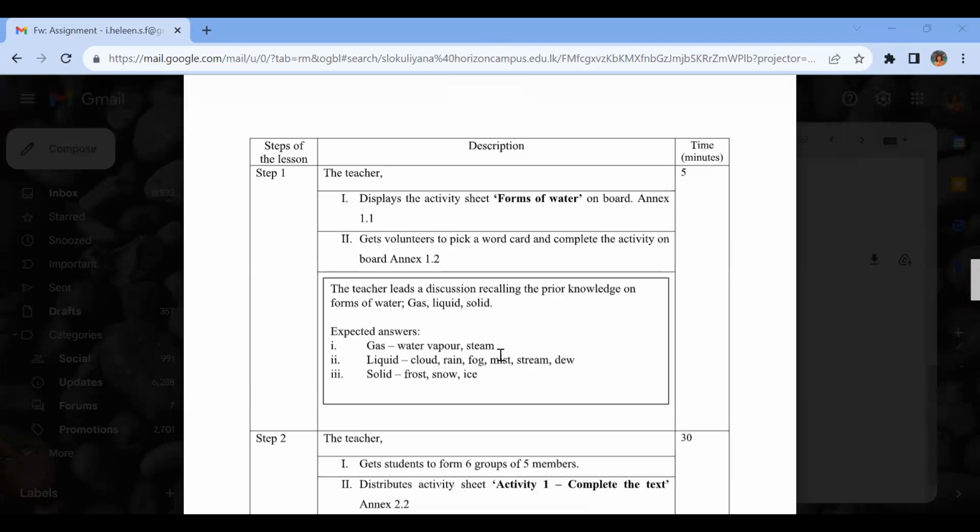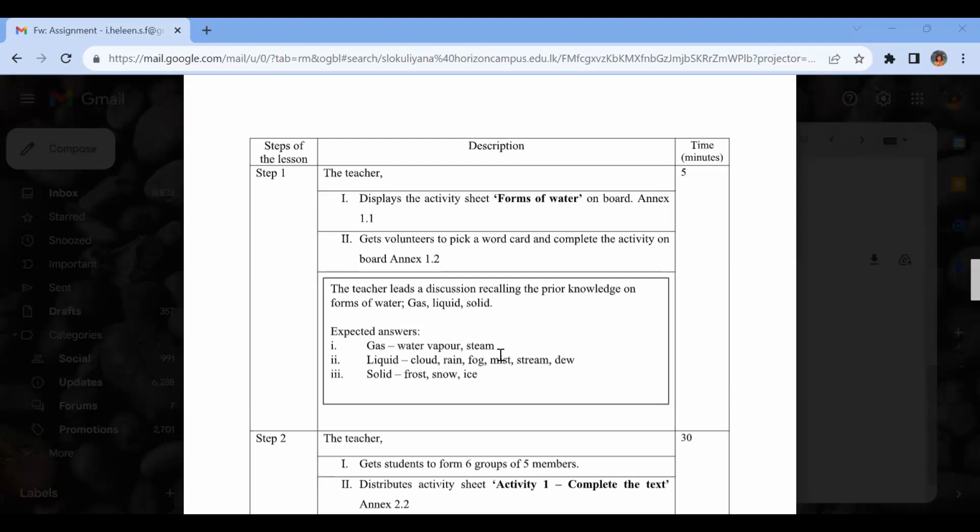Tell me. Engagement, exploration. You have not studied, no? Explanation, elaboration and evaluation. Right? If we repeat: engagement activity, exploration activity, explanation all throughout, elaboration activity and evaluation.